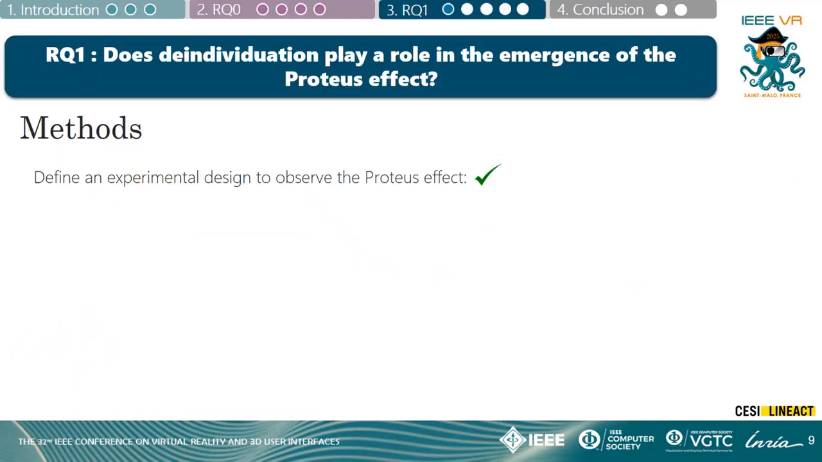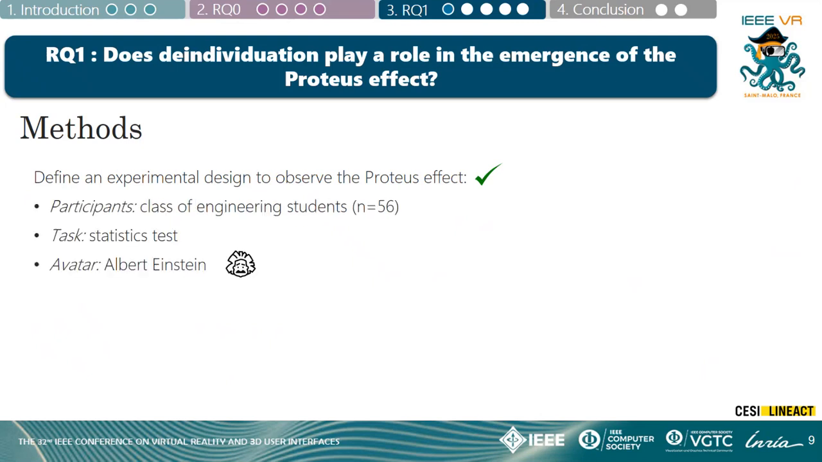So now that we have an experimental design in which we can observe the Proteus effect, we can come back to our main research question about deindividuation. For the second experiment, the population, the environment, and the task were the same as in the previous one. This time, however, all participants embodied the Einstein avatar. They were instead assigned to one of two deindividuation conditions.